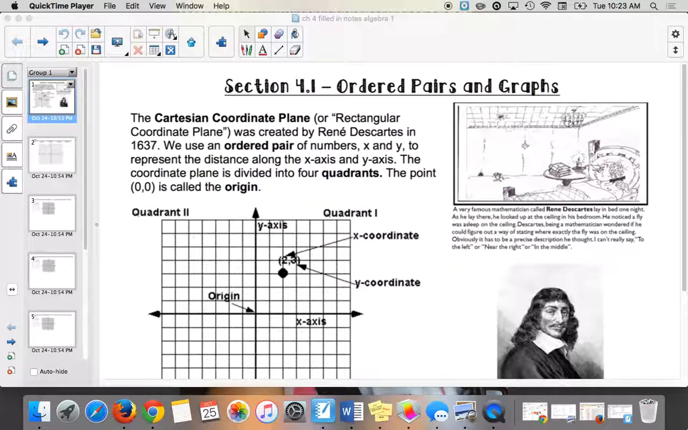It was created in 1637. So the story goes, and I'm guessing this is true, I don't know, that he was laying in bed one day and looked up at the ceiling. If you look up at the ceiling of our classroom, it's actually like this. Do you see how we have a grid on our ceiling? There was a fly buzzing back and forth, and he wondered if he could estimate the distance the fly had traveled using the ceiling tiles. So he came up with the Cartesian coordinate plane that way. Guys, computers away, please. So that's why it's called Cartesian, from Descartes, the Cartesian coordinate plane.